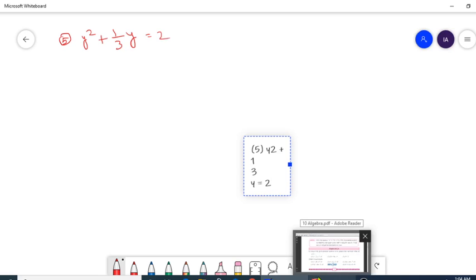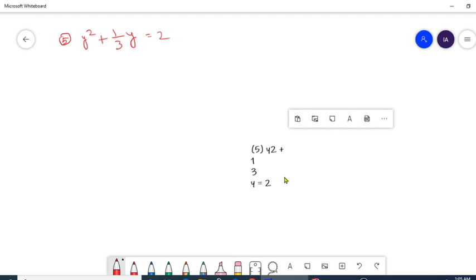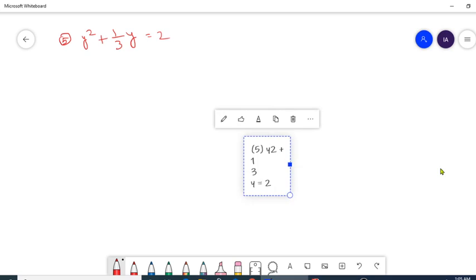I think we have taken the correct question. Let me verify with the textbook. This is question number 5. So we're doing question number 5. I'll just cross check this question with my textbook. y square plus 1 by 3y equals to 2. Yes, that's correct. So we're going to solve this question by formula method.